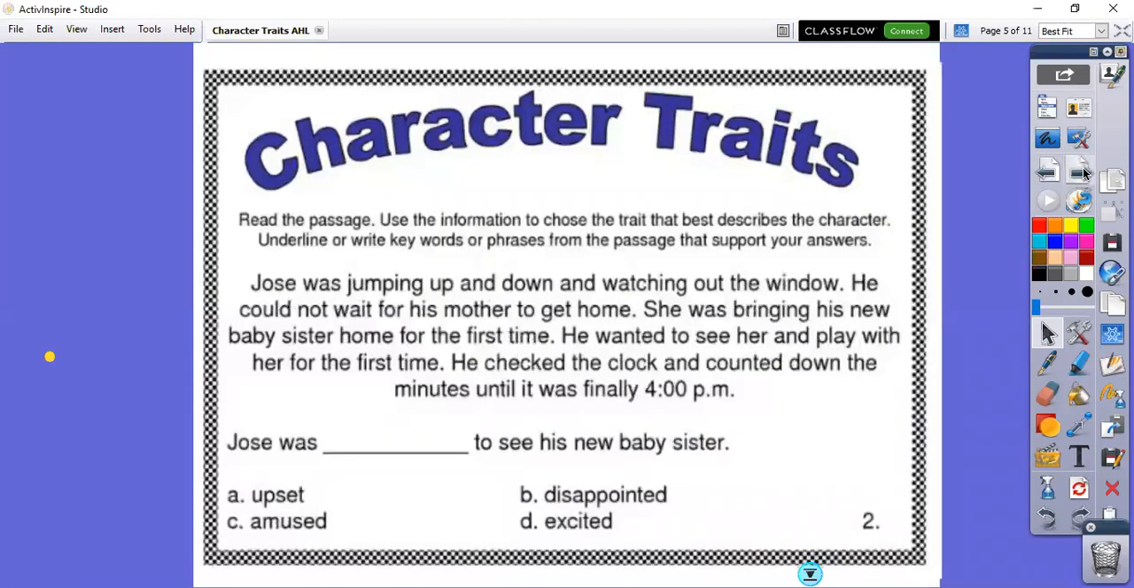Number two, Jose. Jose was jumping up and down and watching out the window. He could not wait for his mother to get home. She was bringing his new baby sister home for the first time. He wanted to see her and play with her for the first time. He checked the clock and counted down the minutes until it was finally 4:00 p.m. Jose was blank to see his baby sister. Was he A, upset, B, disappointed, C, amused, or D, excited? Go ahead and put your answers in the chat box.